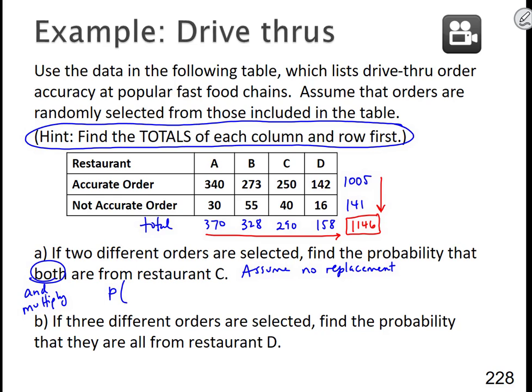So the probability of choosing a C and another C, we'd start by saying 290 out of 1,146, because that's the probability of picking a C. And yay, we assume that we did. So when we go back to pick the next order, remember, we already took one of the C's out, so now we have 289 times 1,145.